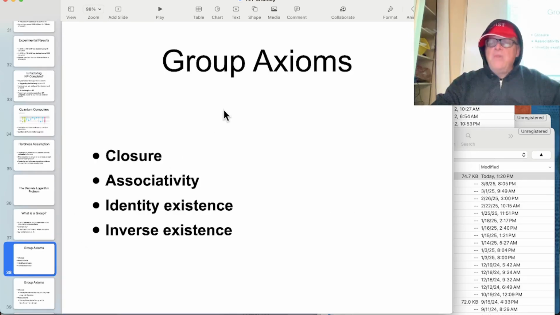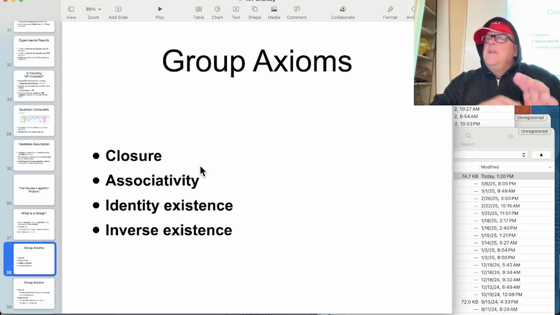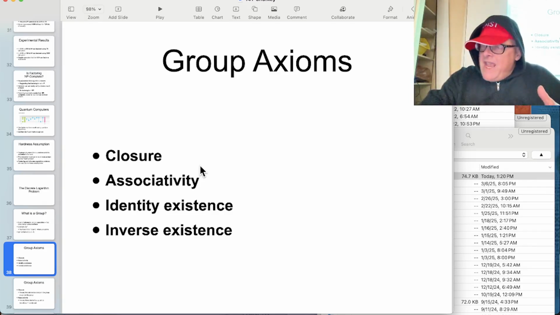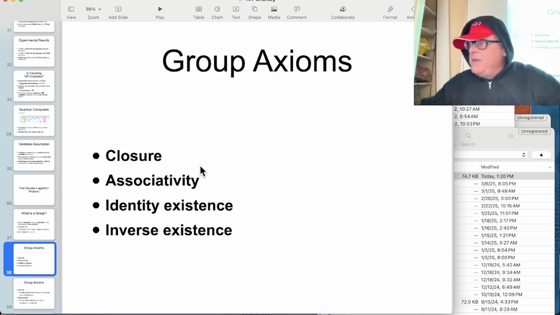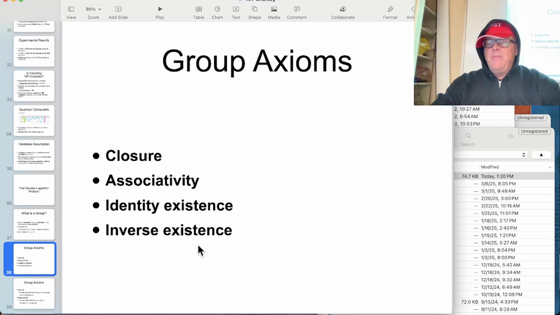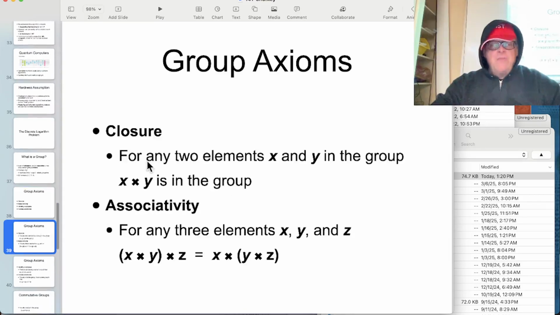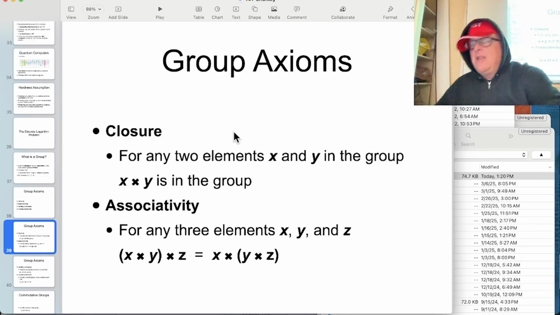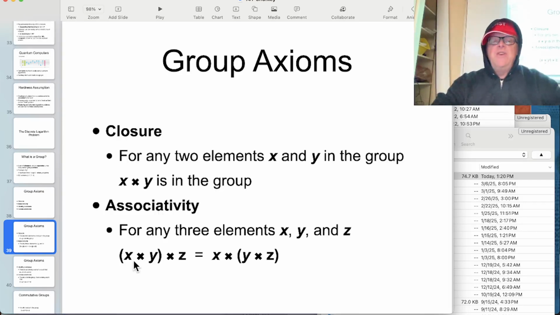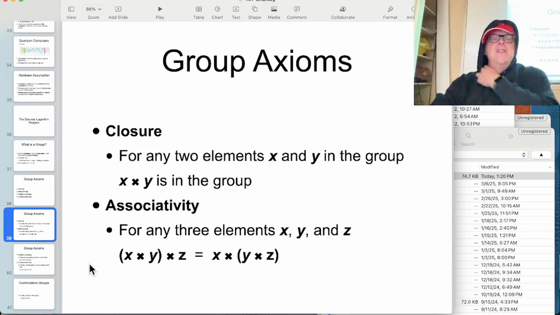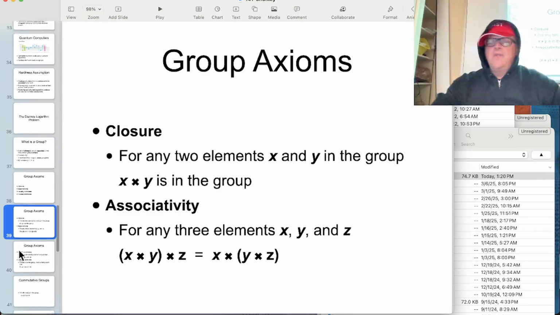But, okay, so here are the group axioms. In order for a set of objects and an operation to combine them to be a group, it has to have these 4 properties: closure, associativity, identity, and inverse. Closure means for any 2 elements in the group, if you combine them, you're still in the group. So the group is closed under your operation. Associativity means you can do them in a different order. You can do X times Y and then times Z, or X times the result of Y times Z. If you don't have that, then you haven't got what's called a group. You've got some other kind of structure.